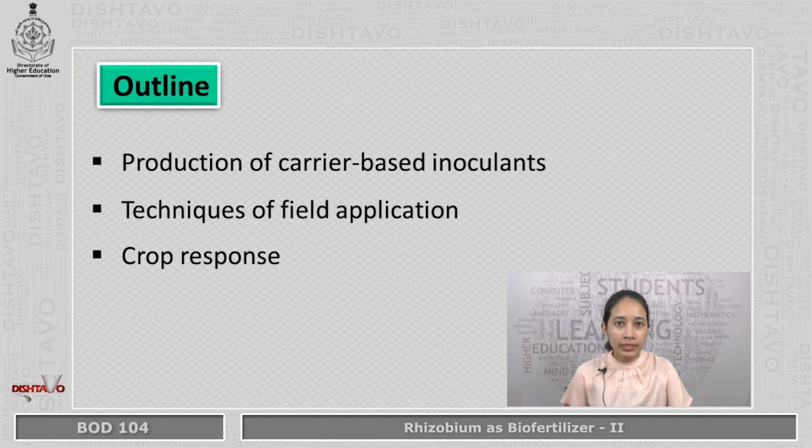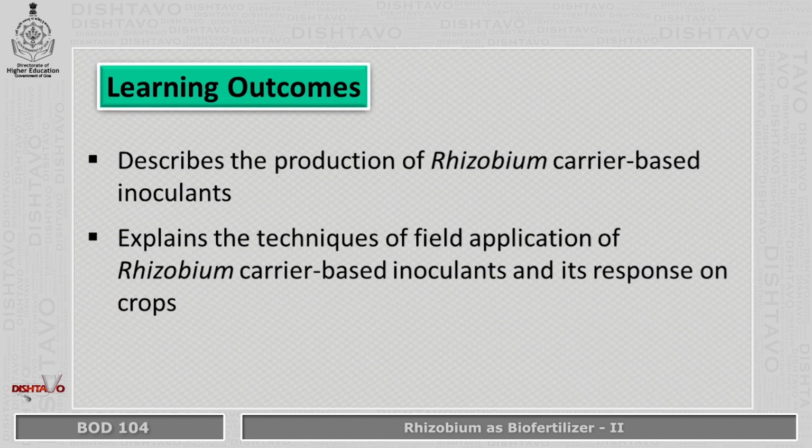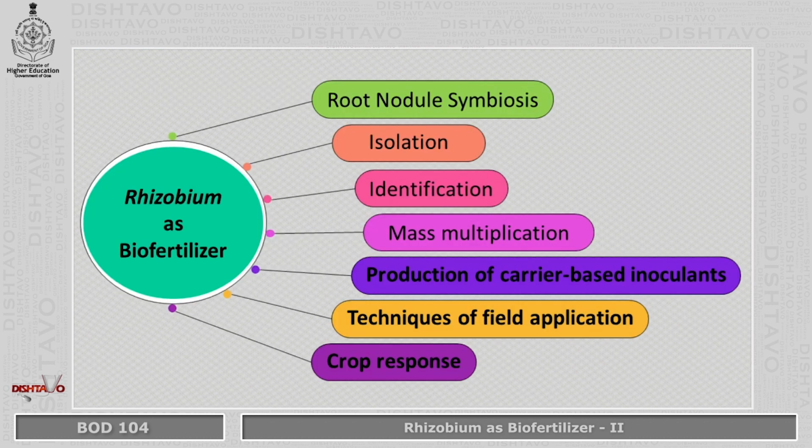The module outline is Production of Carrier-Based Inoculants, Techniques of Field Application, Crop Response. The learning outcomes of the module are: describes the production of Rhizobium carrier-based inoculants, explains the techniques of field application of Rhizobium carrier-based inoculants and its response on crops.